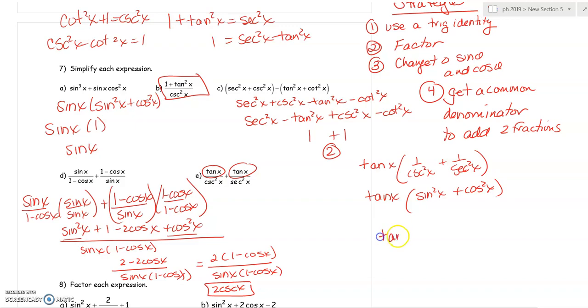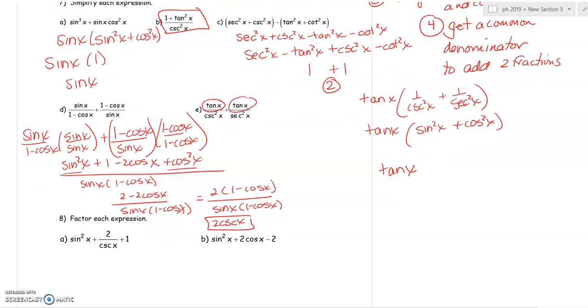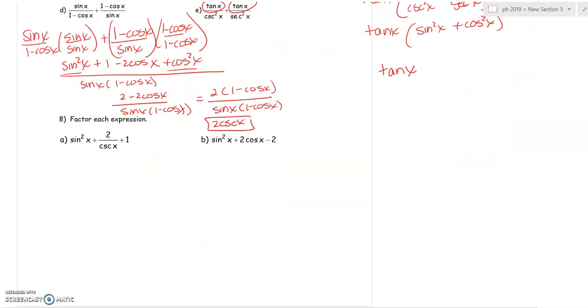Okay, so speaking of factoring, now we're going to go down here for 8, and we're going to factor each expression. So the first thing you want to do, notice I have a sine and a cosecant in the same problem. So that's not very helpful. Cosecant is 1 over sine, so 1 over cosecant is the same thing as sine. And now for some of us, we might want to just jump in and factor. For others, you might say something like a is sine x, so we really have a squared plus 2a plus 1, and that might help you factor.